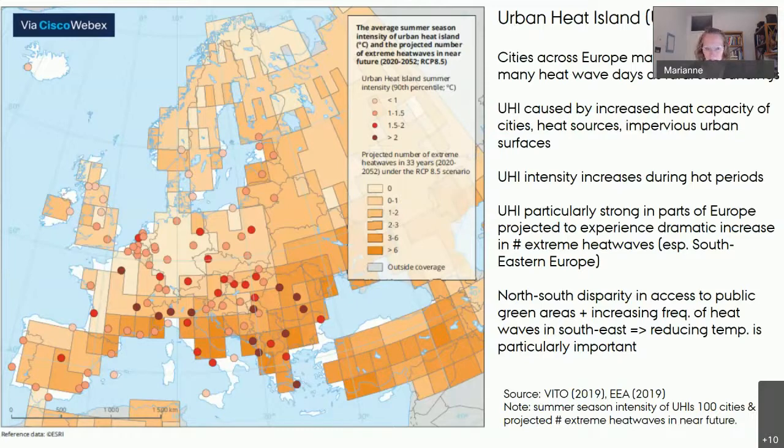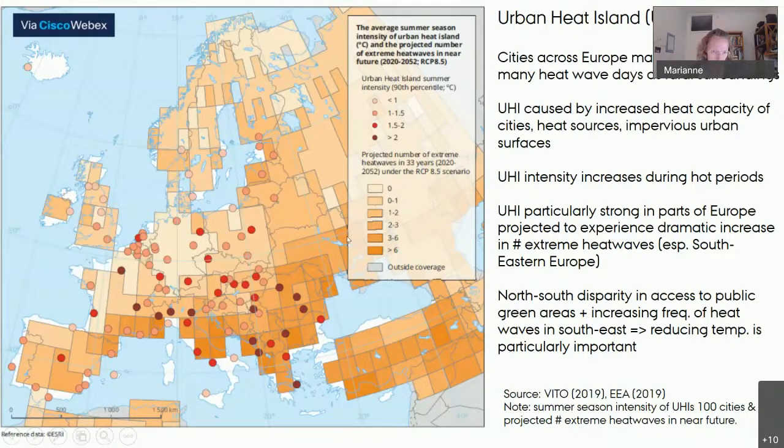And this urban heat island is particularly in parts of Europe projected to experience a dramatic increase in the number of extreme heat waves, and that's particularly in southeastern Europe, also Albania down here. So the map shows, the color shows, the projected number of extreme heat waves from today until the 2050s under a high emission scenario, RCP 8.5 it's called. So a projected number of more than 6 is really down here in the eastern part, southeastern part of Europe.